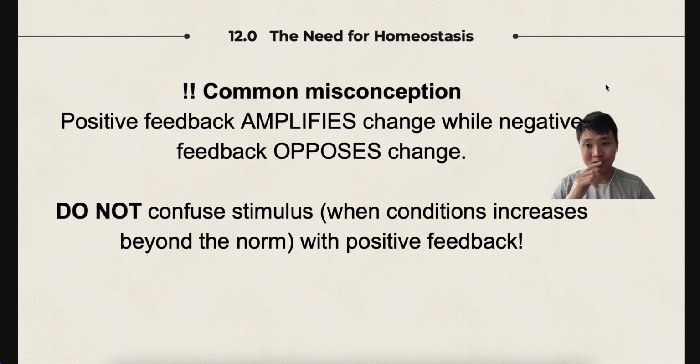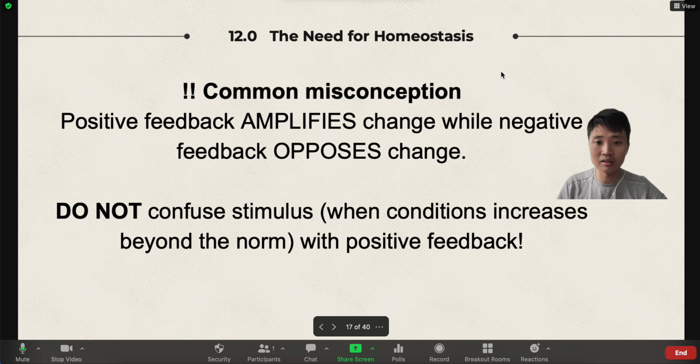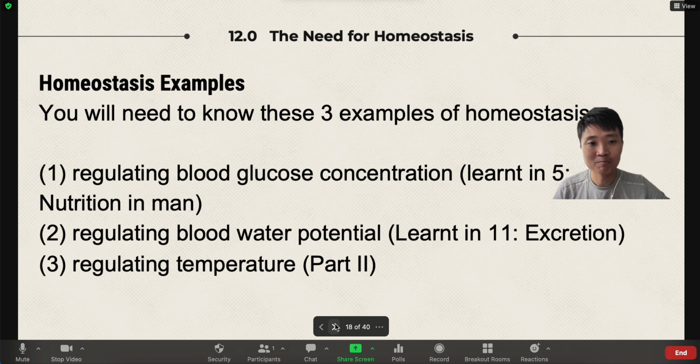Yonje, I think you were confused with this yesterday. Do not confuse stimulus with positive feedback. For example, this is the normal. Suddenly a stimulus causes an increase, maybe like blood sugar level increasing beyond the normal. This is still part of negative feedback. This is not positive feedback because we never keep increasing. We are trying to bring things back to the norm. So do not confuse an increased stimulus with positive feedback. If you're still confused, please ask me after school, text me or something. If not, I'll ask you guys next week on this.